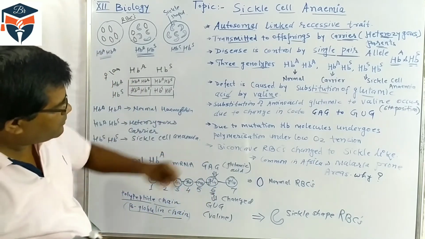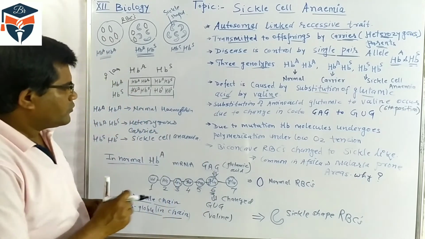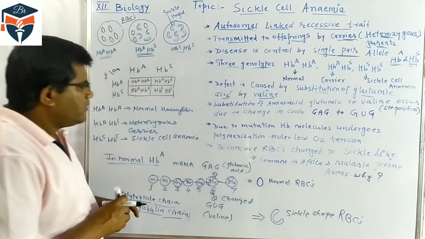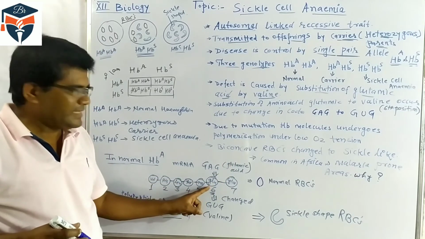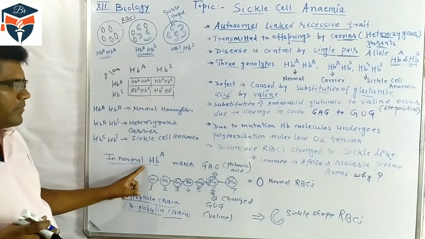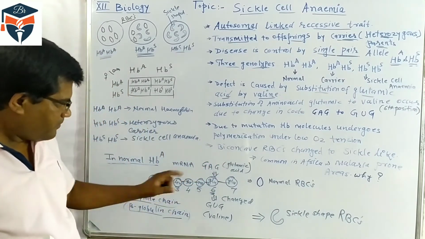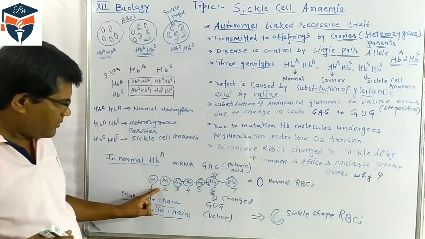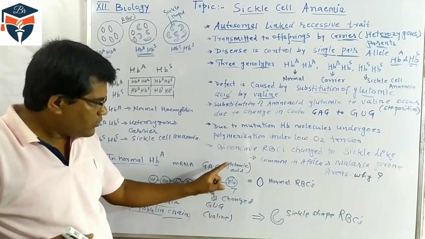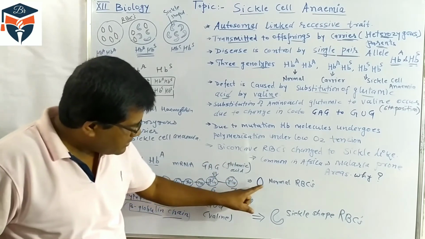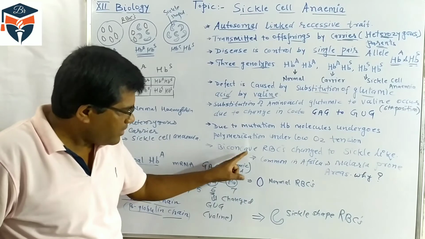A sequence of 3 nitrogenous bases is called the genetic code, and this is GAG. So GAG is one genetic code, and on the sixth position, this code synthesizes glutamic acid. This happens in normal hemoglobin. When normal hemoglobin is formed, the GAG code on the sixth position synthesizes glutamic acid, and in such cases, normal RBCs are formed. It means the shape of the RBC is biconvex.